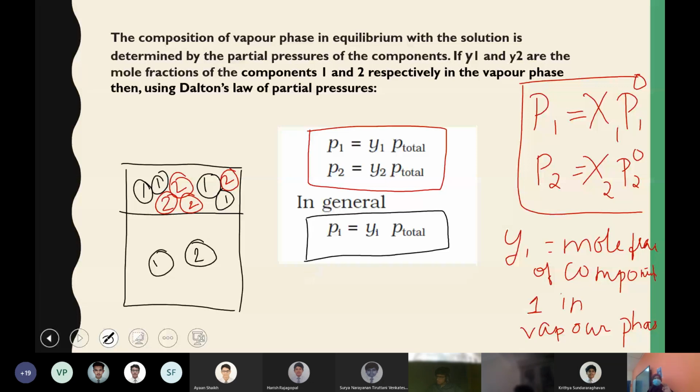So if you have a mix of 3 component gases, then the total pressure and partial pressure are connected in this way. Partial pressure is equal to the mole fraction of that component into total pressure. All these are important things for the numerical. That's why we are discussing one by one in detail. You should know which equation to use and what is the condition to use it. So this equation is used when you are dealing with the vapor phase.